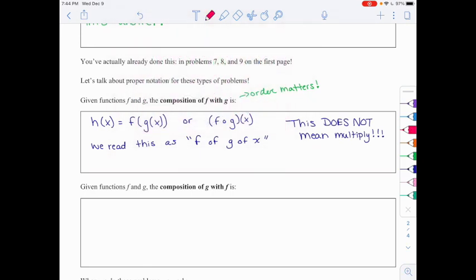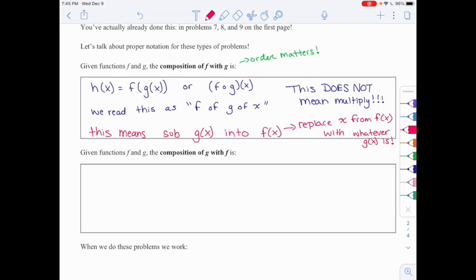What this means is sub g of x into f of x. So basically, you're going to replace x from f of x with whatever g of x is. And like I said, we did this on the last page. It just has notation that can kind of make it complicated.